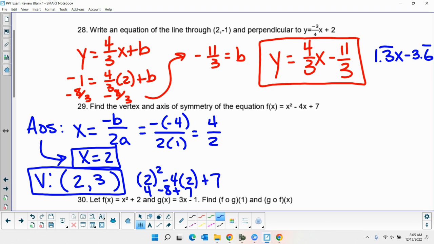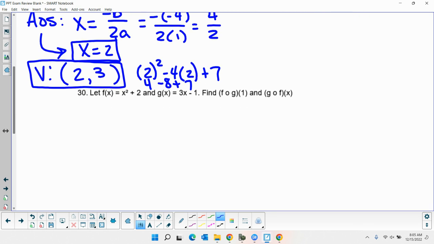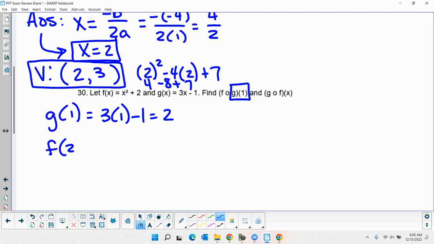Okay? And then the last one is from last week's quiz. We got the composition of functions. All right, so remember, you do g of 1 first. So I do g of 1, which is 3 times 1 is 3 minus 1 equals 2. And then I do f of 2 then. That answer I put in. So that would be 2 squared, 4 plus 2 equals 6. So that's the first one. There's 2 of them there, so you got to do them both. All right, so number 1 is 6.